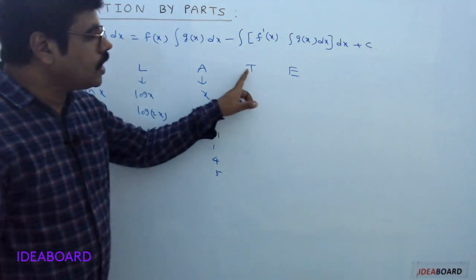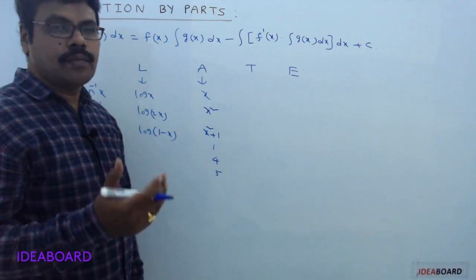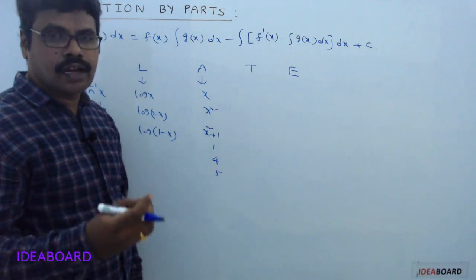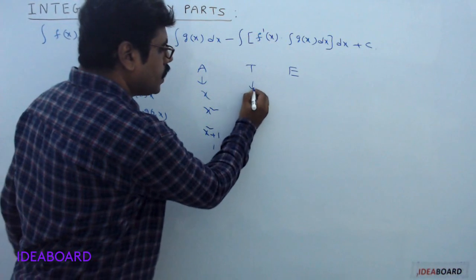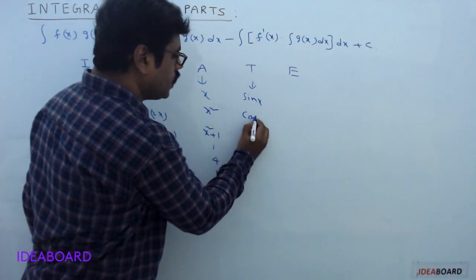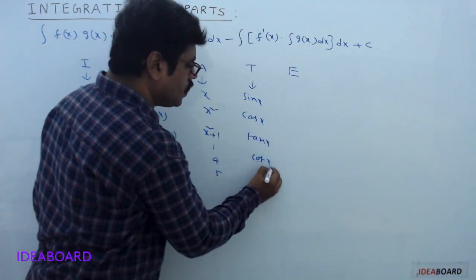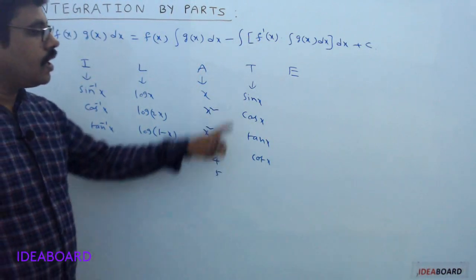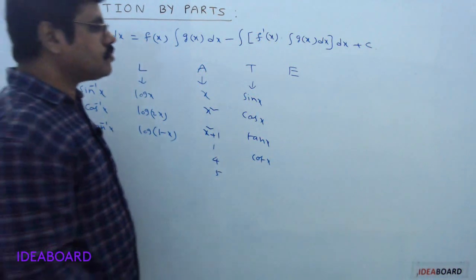Next, the letter T stands for trigonometric functions. Trigonometric functions means sin x, cos x, tan x, cot x, secant x, cosecant x. So here the letter T stands for trigonometric functions: sin x, cos x, tan x, cot x, like that. Here I am writing just a few of the functions. All these functions come under the trigonometric functions.